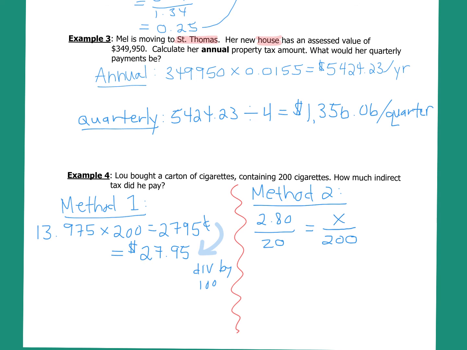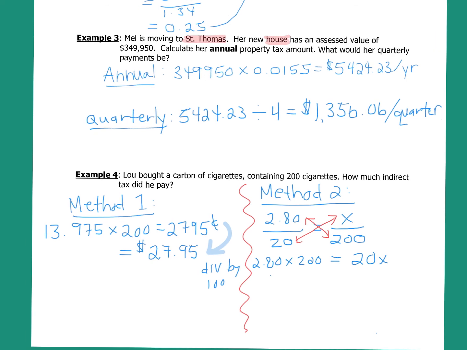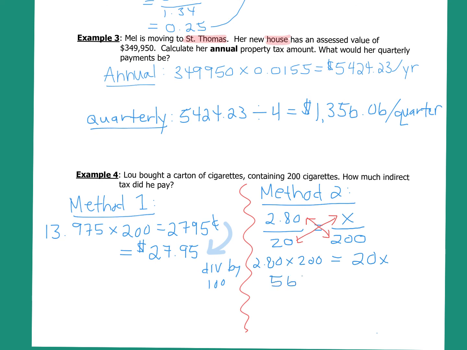And now what we do is something called cross multiply, if you remember doing that. It's where we multiply the top of this one with the bottom of that one, and then the bottom of this one with the top of that one, and that gets rid of the fractions here. So really what we've got next is 280 times 200 on one side of our equal sign. And then we've got 20 times x on the other side. So 280 times 200 is 56,000. And over here, we still just have our 20x.